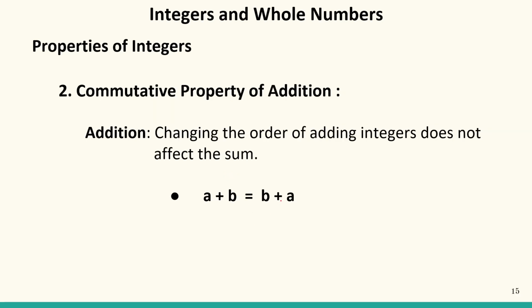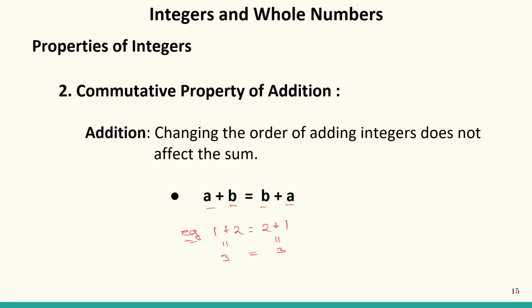Let's explore the second property, that is the commutative property of addition. If we add two integers, A belongs to the integer set and B belongs to the integer set, then B plus A is equal to A plus B. Changing the order of adding integers does not affect the sum. For example, 1 plus 2 is equal to 2 plus 1. This is equal to 3 and this is also equal to 3. So we can say that both are the same.